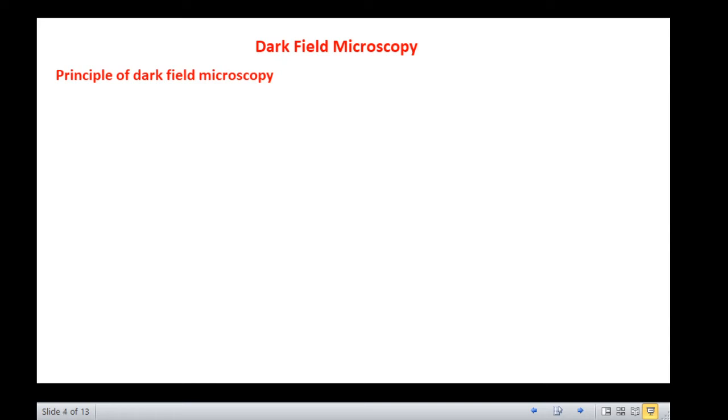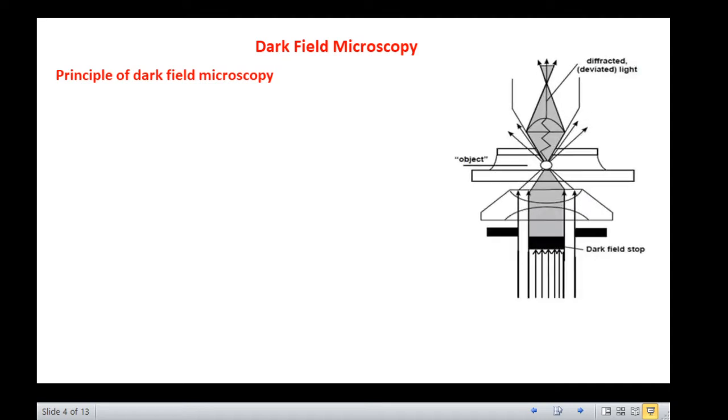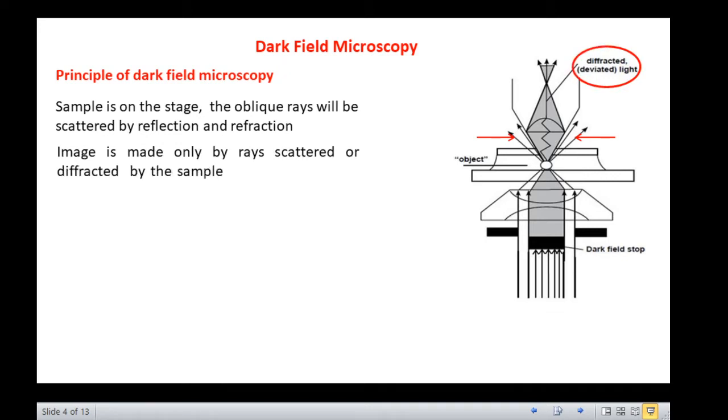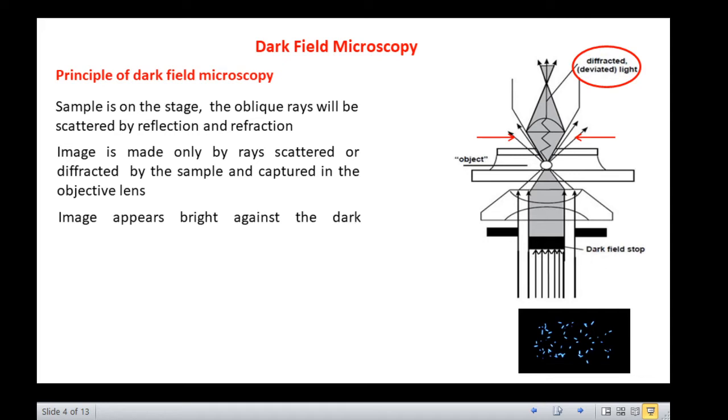We just saw that when there is no specimen on the stage, the microscopic field is completely dark. What happens when we place a specimen on the stage? When a sample is on the stage, the oblique rays will be scattered by reflection and refraction. The image is made only by those rays scattered by the sample and captured in the objective lens. The image appears bright against the dark background.